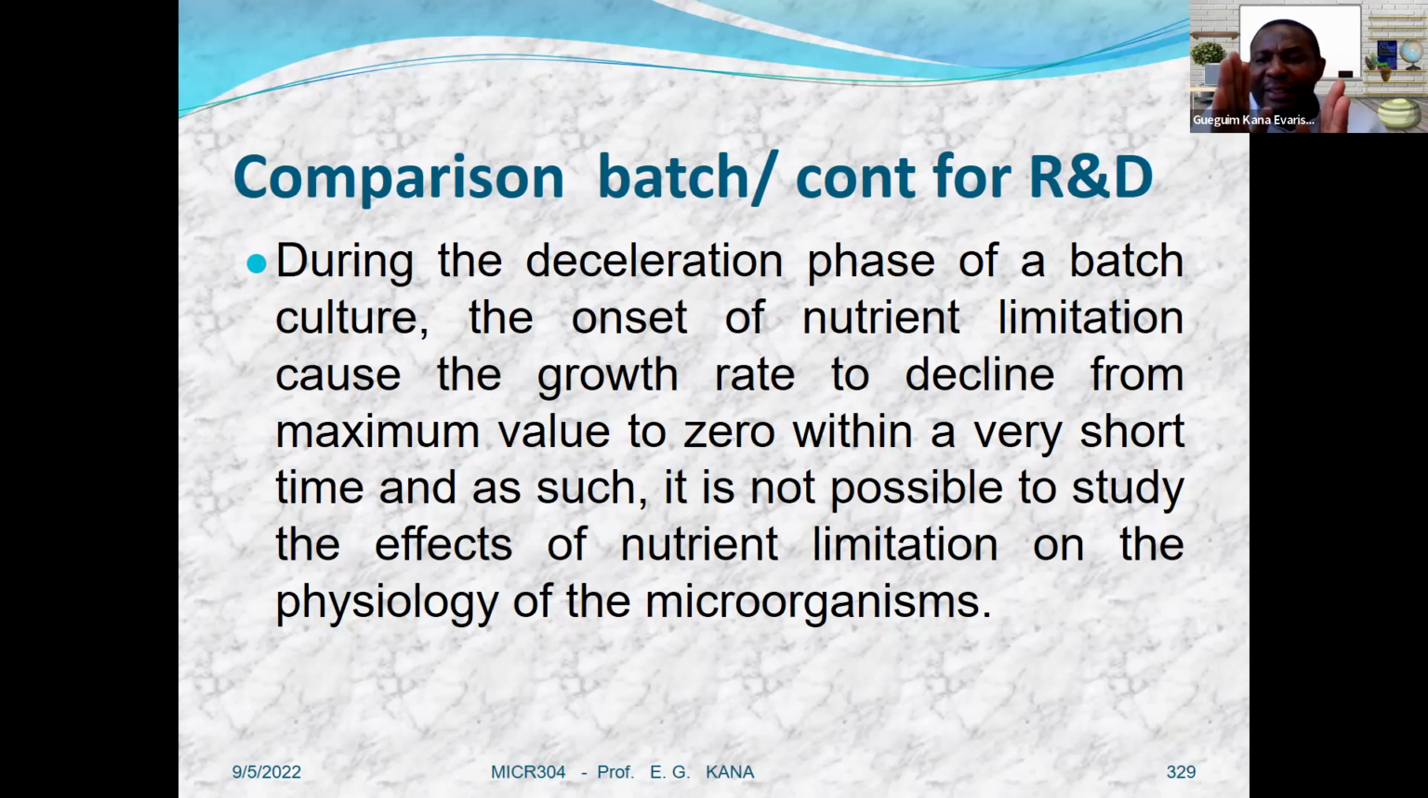In other words, since that phase is very short, you cannot really assess the effect of nutrient on the cell physiology because that time is very short. In other words, in the batch system, if you were to study if too much or too little nutrient will affect the cell, it becomes difficult for you because of that transient, very short phase that takes place in the deceleration phase.